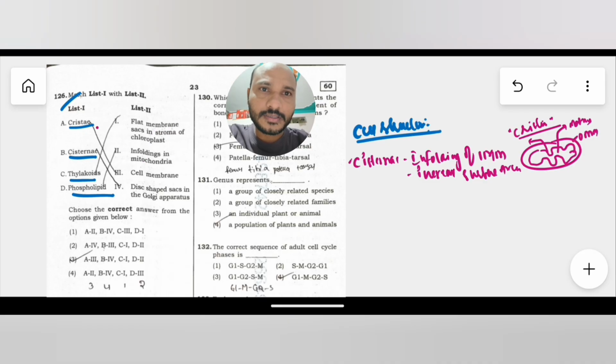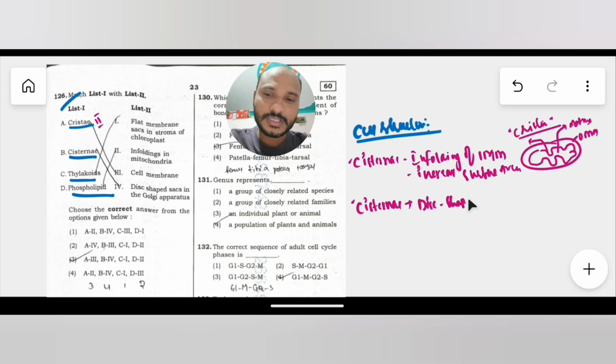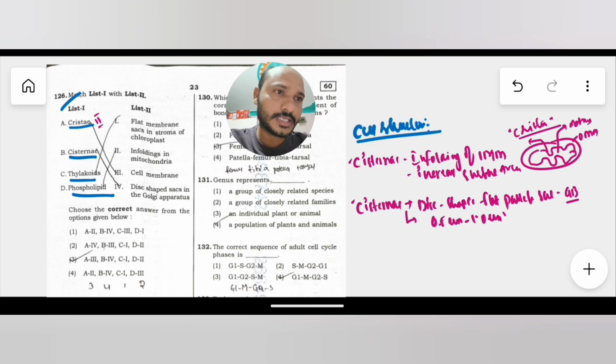Say A2. Now about cisternae, actually it is a disc-shaped flat structure, disc-shaped flat parallel sac-like structures, which is present in Golgi bodies. So here the cisternae size is 0.5 micrometer to 1.0 micrometer in diameter.